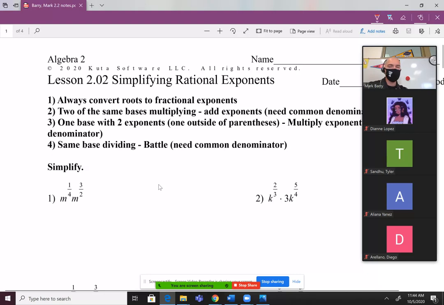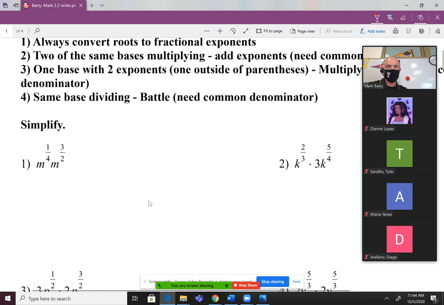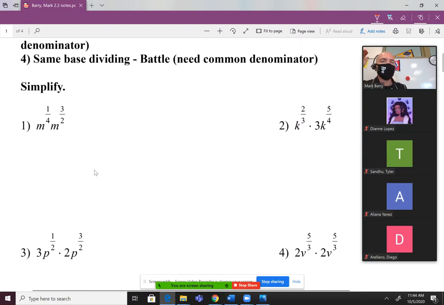So let's jump into it here. Let's do these first few together. Okay, so we have number one here. We have m to the 1/4 power times m to the 3/2 power. So we need to add those exponents, right? When we have two bases multiplying, we add the exponents. I can't add this in my head, so I'm not going to try. We're going to go over here, and we're going to do 1/4 plus 3/2.